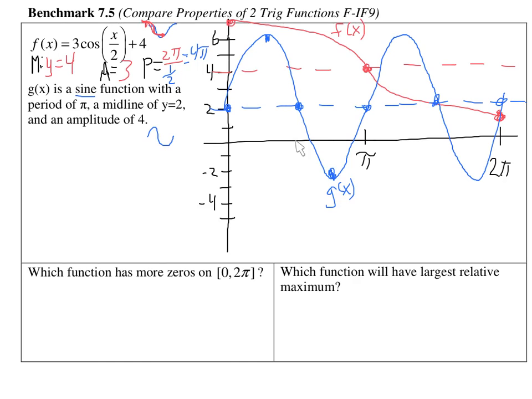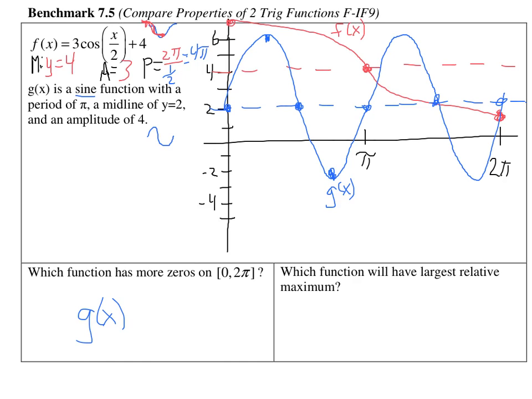Now that I have the graphs, which function has more zeros from 0 to 2 pi? So this is 2 pi. Well, which one crosses the x-axis the most is what that's saying. I think the blue. The red doesn't even cross. So which has more zeros? That has 1, 2, 3, 4. That has 0 zeros. So I would say g of x has the most zeros.